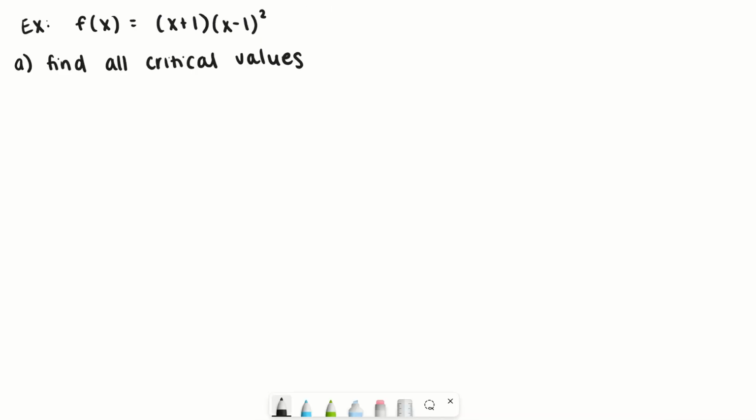Let's look at an example. So we have f of x equals x plus 1 times x minus 1 squared. The first part of this question is asking us to find all of the critical values. So the first thing we want to do is find f prime of x and set that equal to 0. In order to find f prime of x, well, this function is being multiplied. So this is our first function, and this is our second. And in this case, we will want to use the product rule to find the derivative.